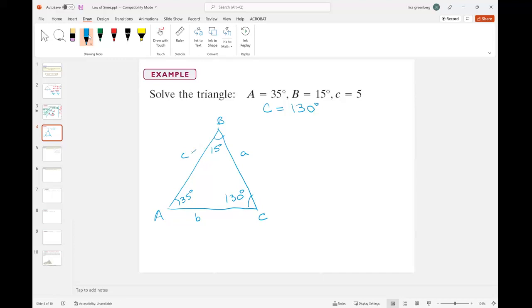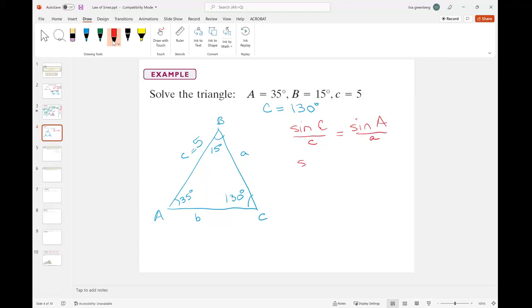And I know C equals 5. So again, I just do exactly the same thing. So I know everything about C. So I'm going to always start with the sine that I know the variables of. So I'm going to start with sine of C over C, and then it doesn't really matter what else I use. So I'll do A over A.